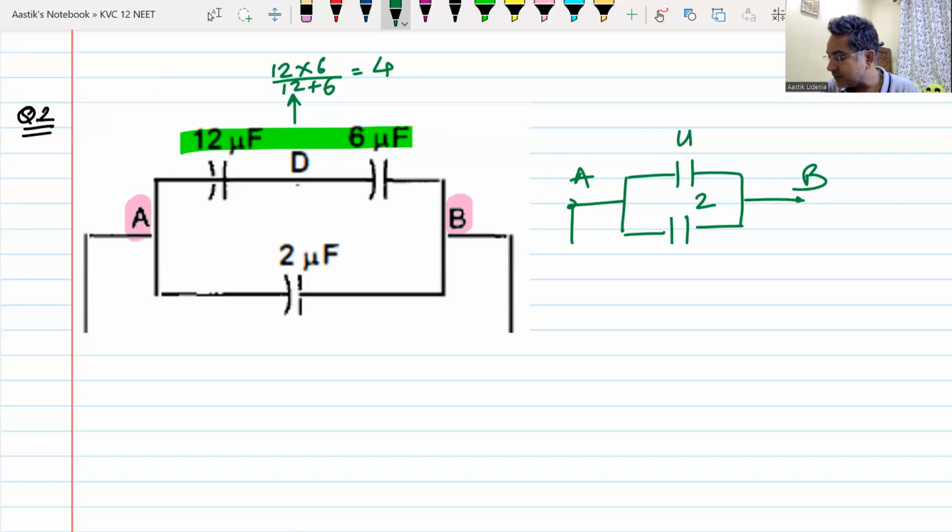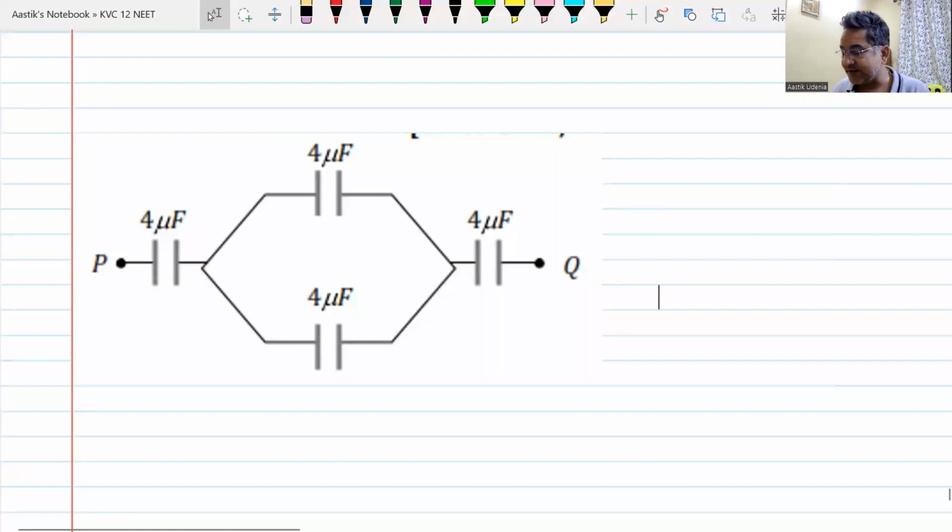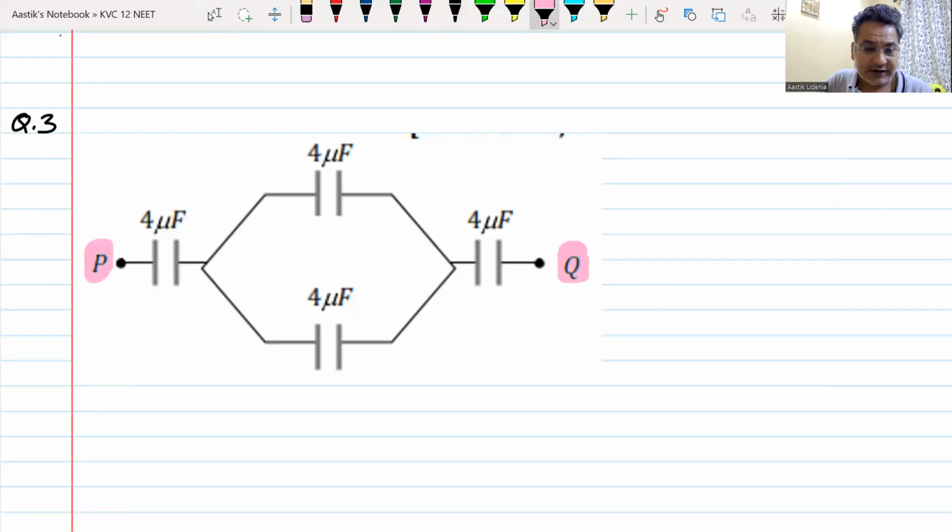Anyways, here comes the next one for you guys. Question number 3 on this category. You have to find out the effective capacitance between point P and Q, and I will give you 2 minutes. And I hope that I get answers from everyone. Your 2 minutes starts now.